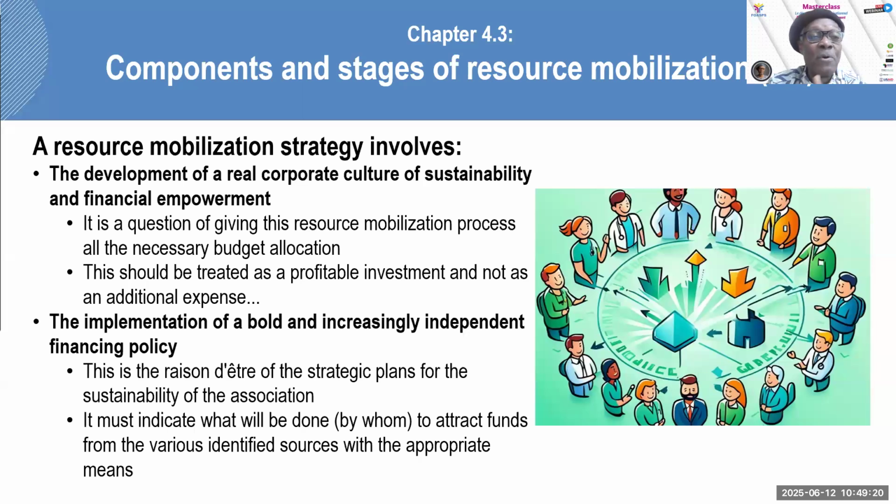Secondly, the implementation of a bold and increasingly independent financing policy. This is the raison d'être of the strategic plan for the sustainability of the association. It must indicate what will be done by whom to attract funds from the various identified sources with the appropriate means. So again, when you have your plan, you know the various sources that you are going to chase. Make sure that the people who have the necessary skills according to the kind of target you have are assigned the responsibility to work in that direction.